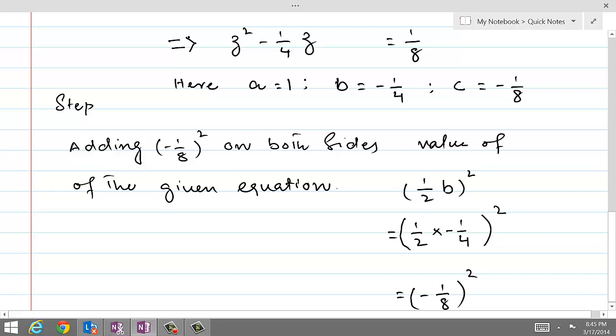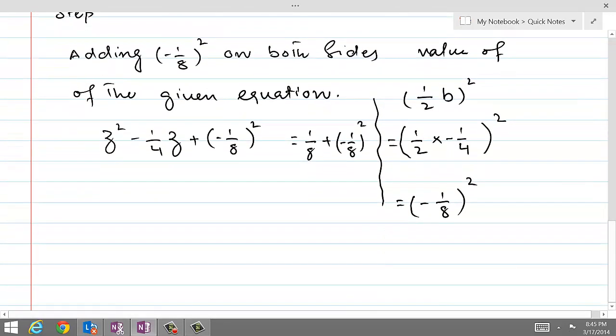And what we do is z square minus 1 by 4 z, and the way this equation was before is 1 over 8, and now we are going to add plus minus 1 by 8 whole square on this side as well as on the other side, minus 1 by 8 whole square.